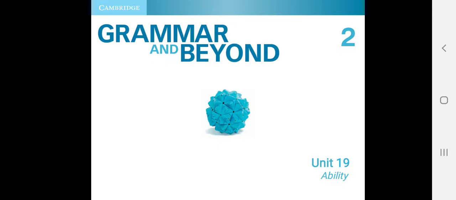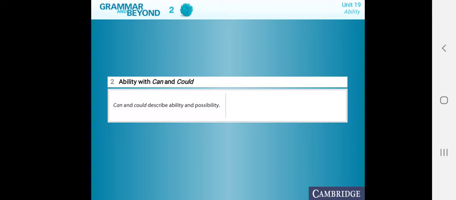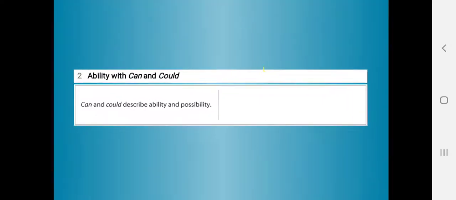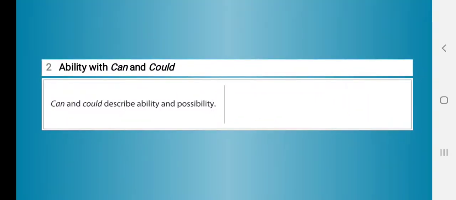In today's class we are going to study the ability. So we can talk about ability with can and could. Can and could describe ability and possibility. Let's take a look at the example.